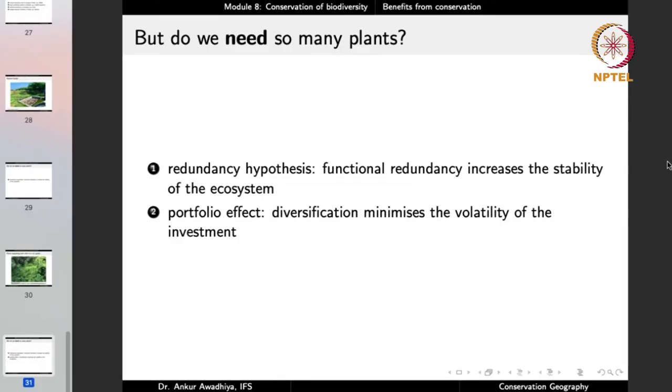Now similarly, if you have a monoculture, if you only have teak plants, and if there is a disease of teak, then the whole forest is wiped off. You are left with only a bare piece of land which will get eroded in no time. But if you have a large diversity of plants, then even if there is a disease that completely wipes off one species, there will be other species to take its place. So it keeps the whole investment safe. So these two impacts help us understand why we need a well-diversified ecosystem to gain most of the ecosystem benefits in the long run.